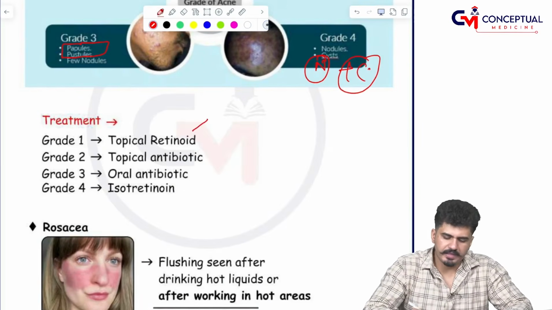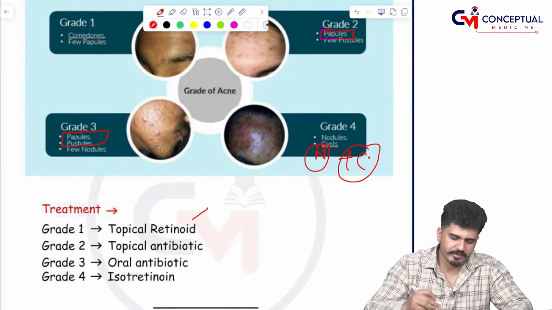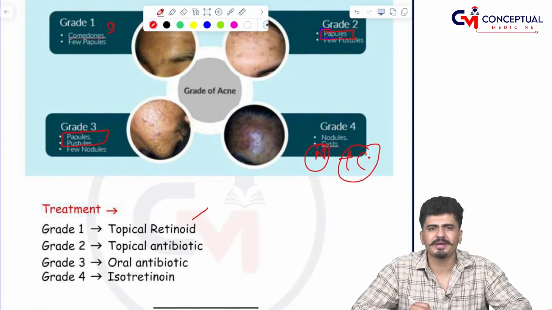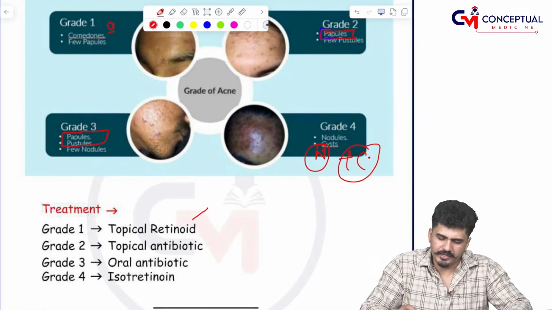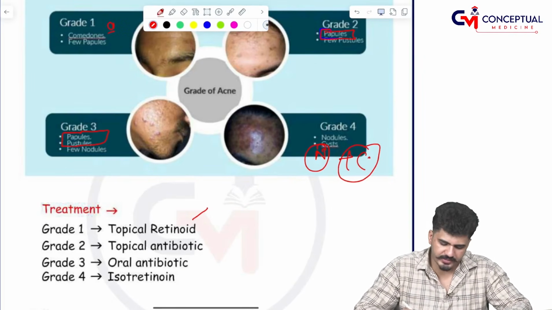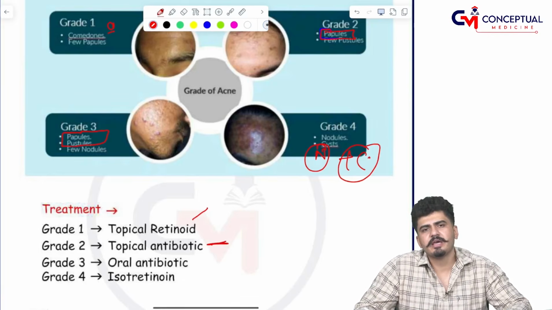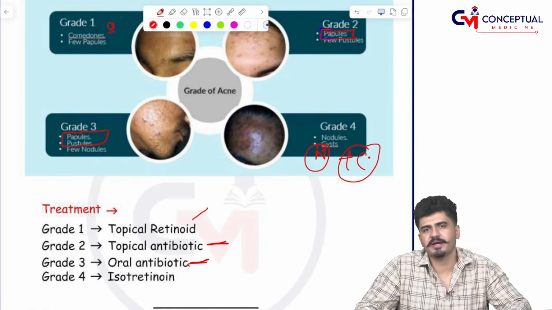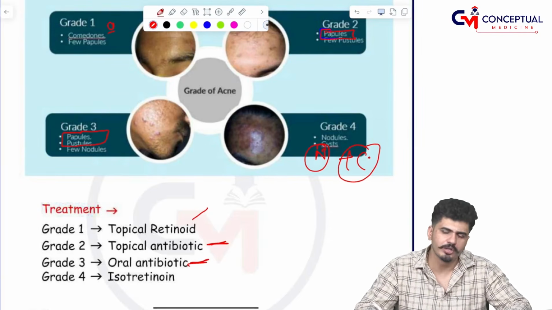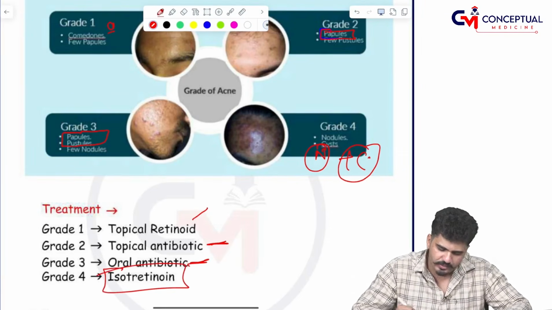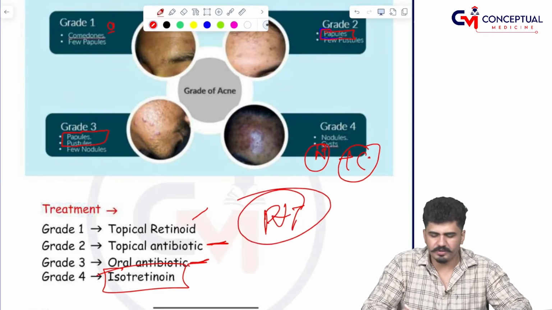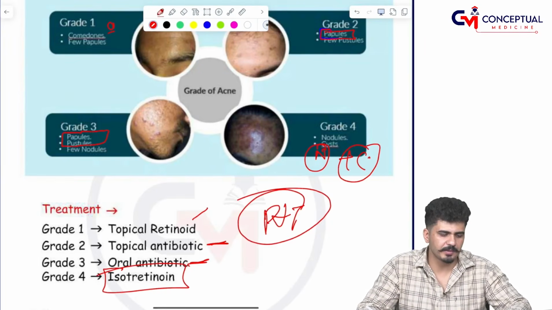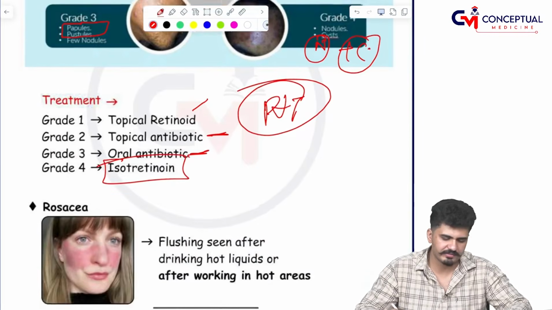Treatment: where you will see grade 1, the comedone, treatment is topical retinoid. Grade 2, where you will see the papule, the treatment is topical antibiotics. Where you will see the pustule, grade 3, the treatment is oral antibiotic. And where you will see cyst and nodule, the treatment is going to be isotretinoin. Previous year topic of the exam. Treatment is asked according to the grade, which treatment we are giving.